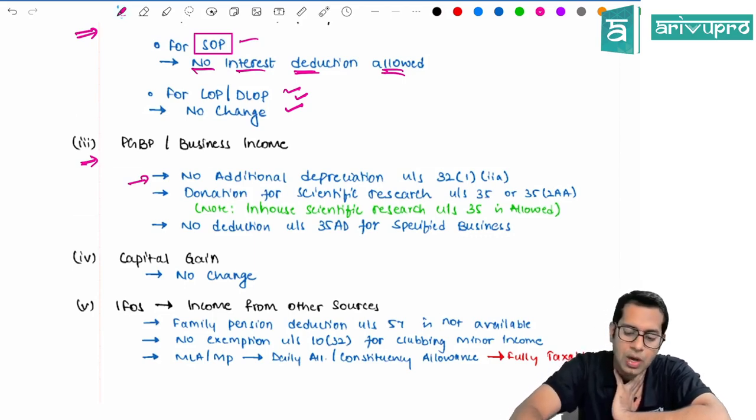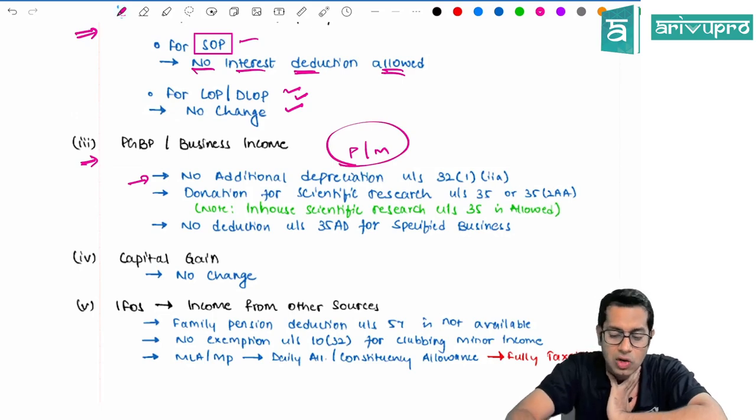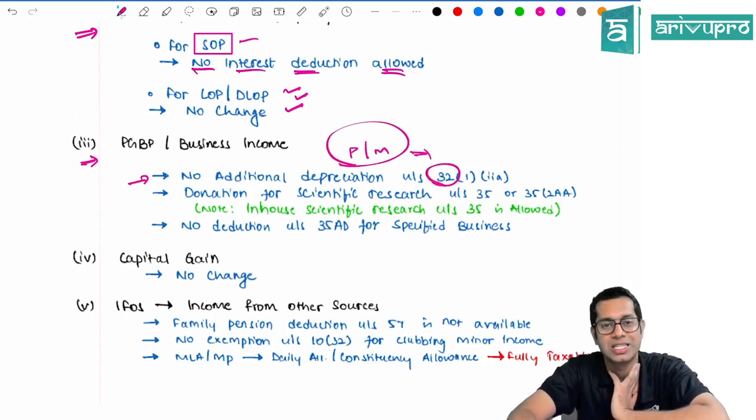Do you remember, if you are a power generating unit or you are in the manufacturing sector, you will get something called additional depreciation under section 32(1)(iia). That additional depreciation will not be given to you.